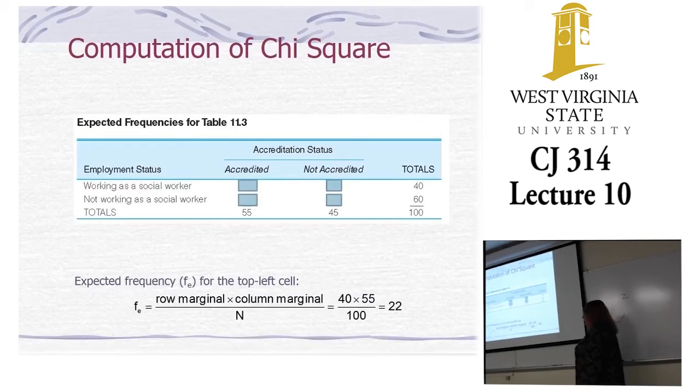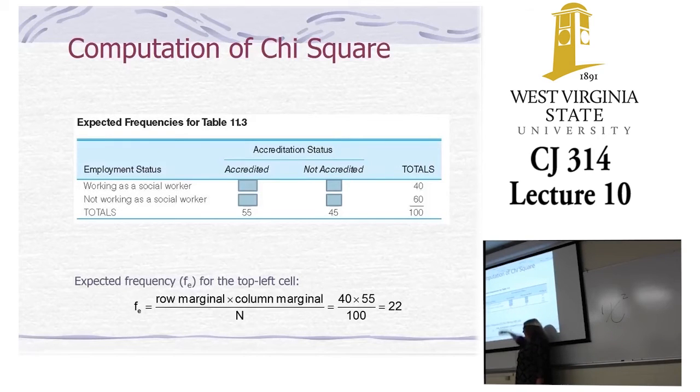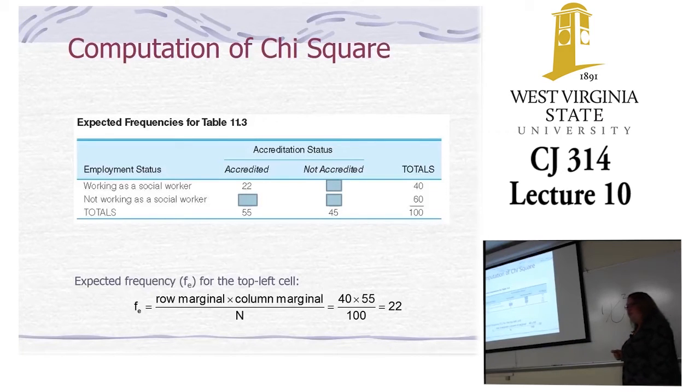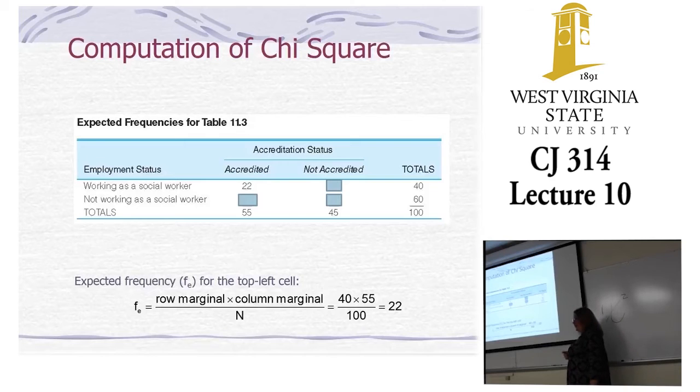Expected. Remember, for our expected, row marginal times column marginal divided by n. So for cell A here, row marginal 40 times column marginal 55 divided by our n of 100 should give us 22. Got your calculators out? Grab your calculators or phones. Let's figure out the rest of these.